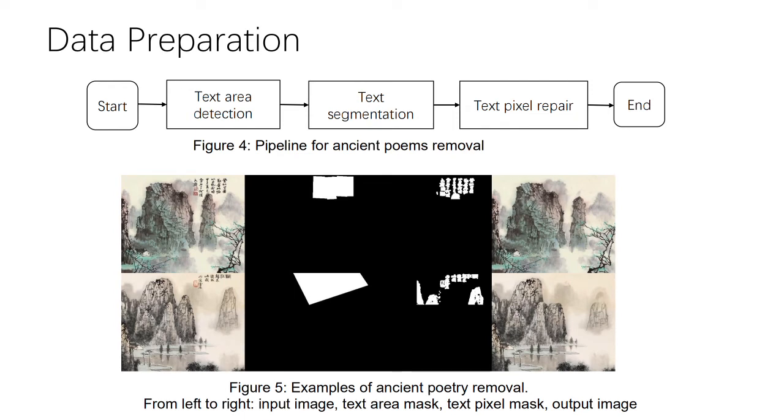The ancient poetry removal method we adopt first determines text pixels in a coarse-to-fine manner, and then uses the non-text pixels to repair them. Specifically, it consists of the following 3 steps: text area detection, text segmentation, and text pixel repair. This method can achieve considerable results and does not require human-labeled training data. Figure 5 shows 2 examples of ancient poetry removal. From left to right are input image, text area mask, text pixel mask, and output image.